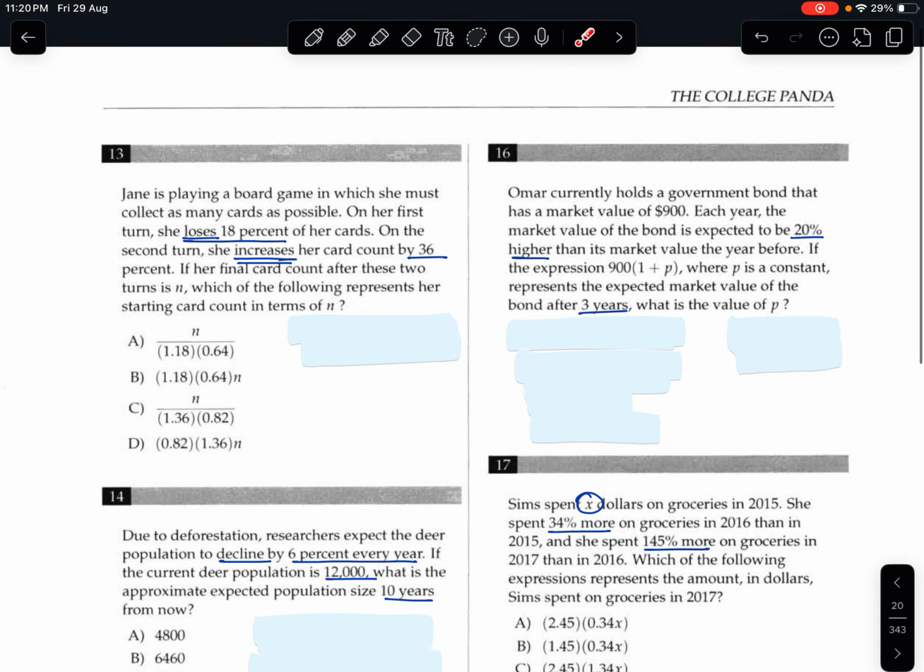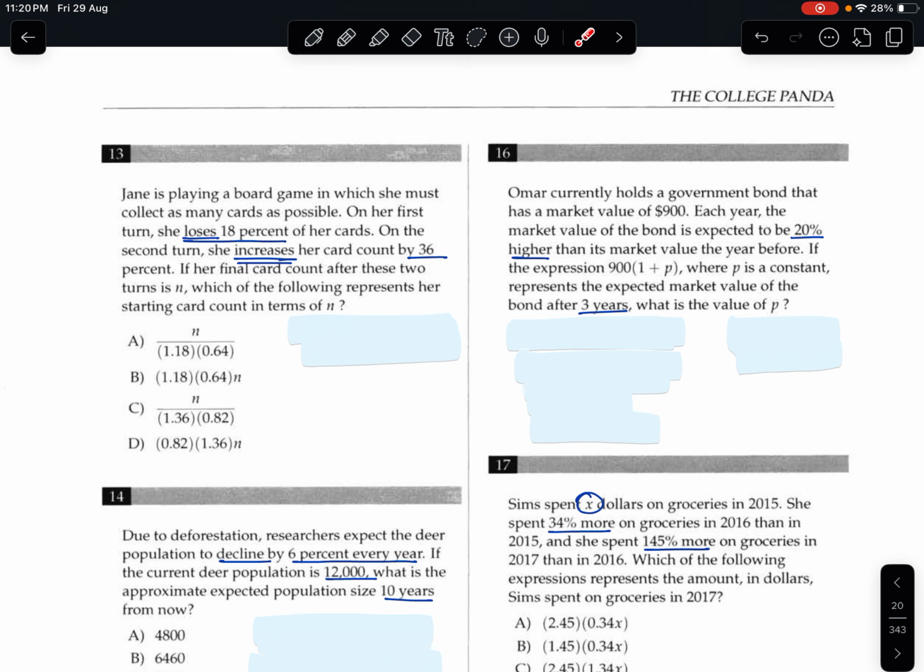Question 13. Jane is playing a board game in which she must collect as many cards as possible. On her first turn, she loses 18% of her cards. On the second turn, she increases her card count by 36%. If her final card count after these two turns is n, which of the following represents her starting card count in terms of n? So in this question, we just want the expression. They don't want any working, so we will do this really fast if our concepts are crystal clear.